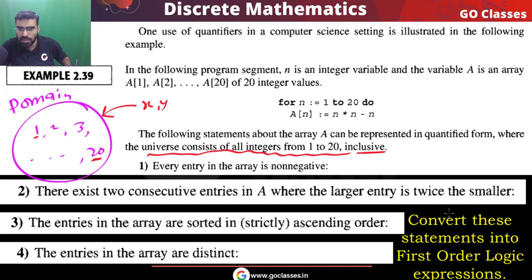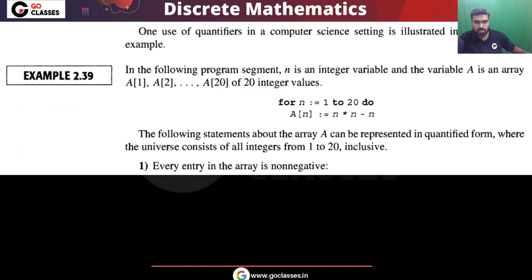Now what we need to do? We need to convert these 4 statements that are given to you into first order logic expressions. So let's do it one by one. Let's start with the first one. The first statement is saying every entry in the array is non-negative.